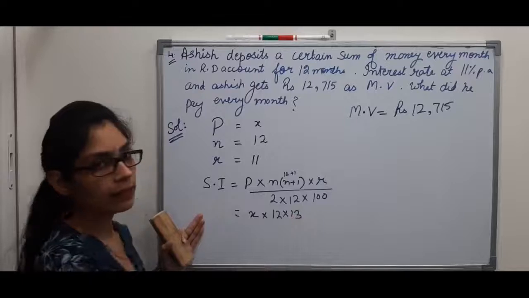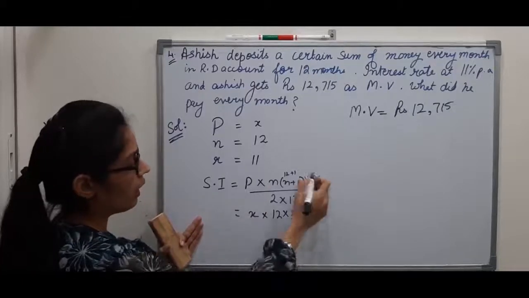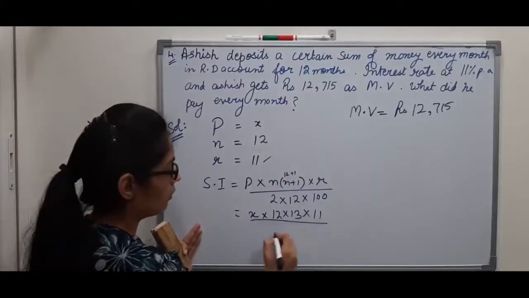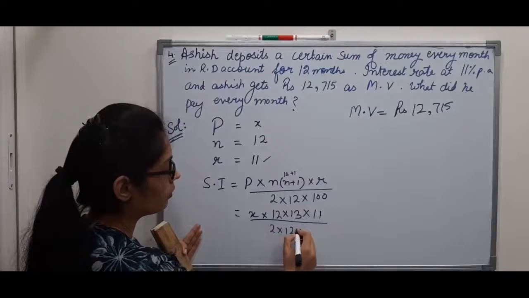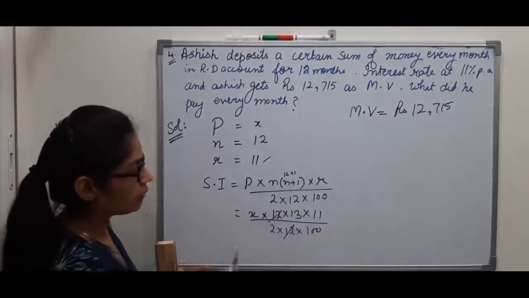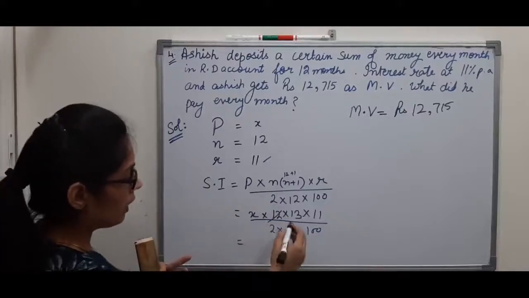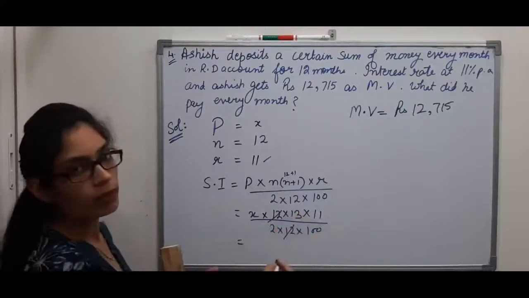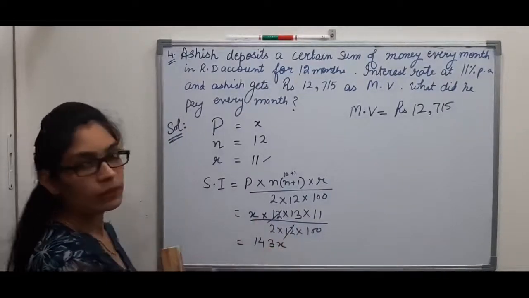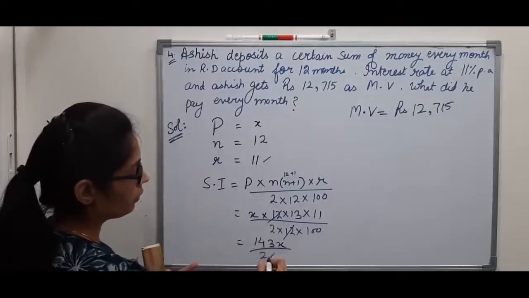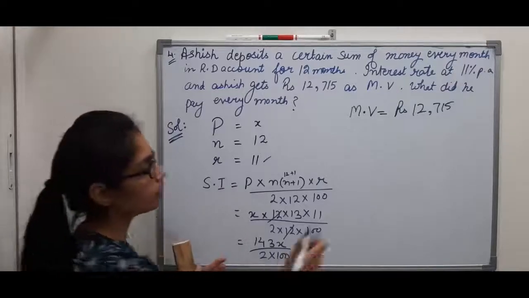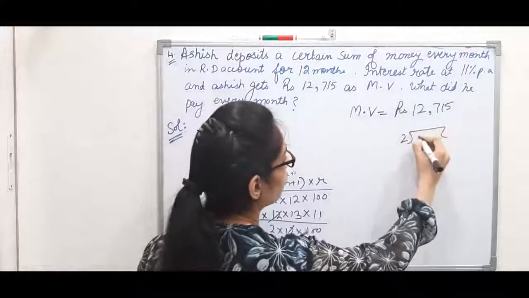I will write it directly to save some time. R is 11, I will write it over here. Now 2 into 12 into 100. So let's try to simplify these terms. 12 and 12 will get cancelled. Now I can see I am left with 13 into 11. 13 into 11 is 143x. 143x upon 2 into 100. So what I will do, first I will divide 143 by 2.